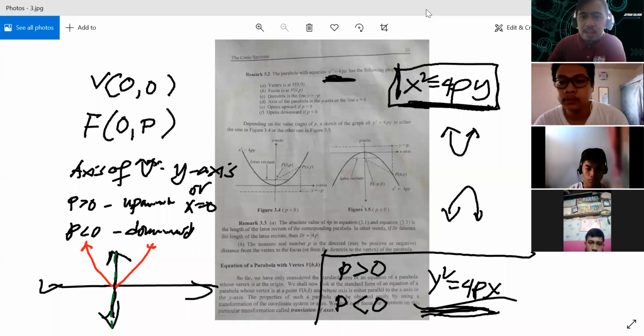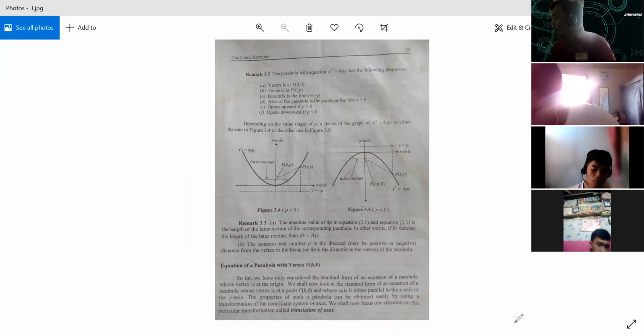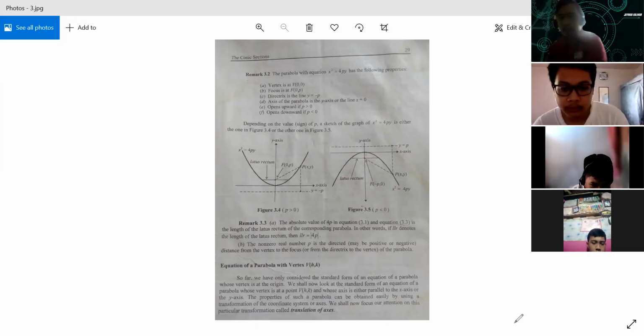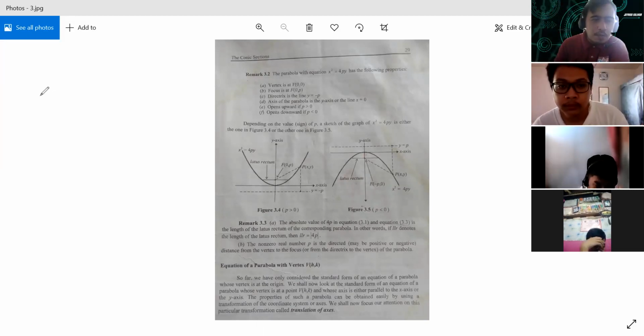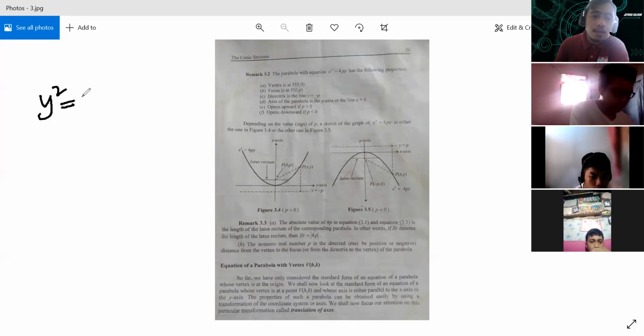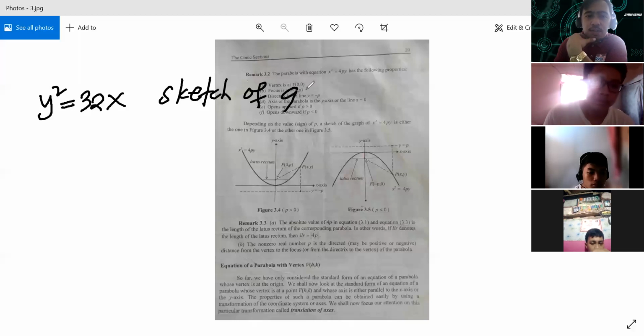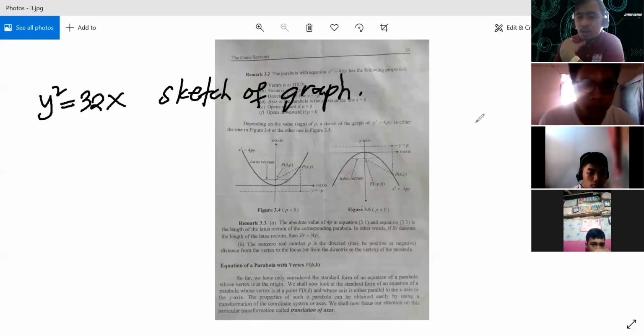Okay. Let us have an example. I have here an example. Say, for example, I give you the equation y squared is equal to, say, 32x. At first, I want you to sketch the graph. Can you give me the sketch of the graph of this parabola? Do you know how to do it?